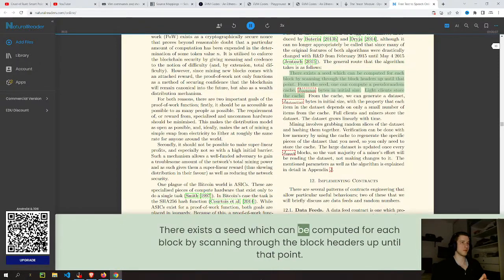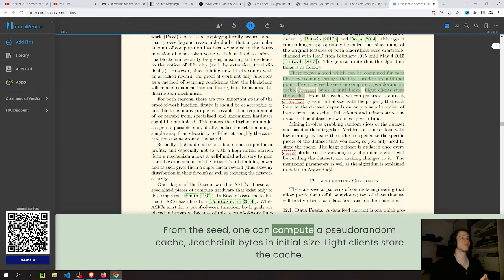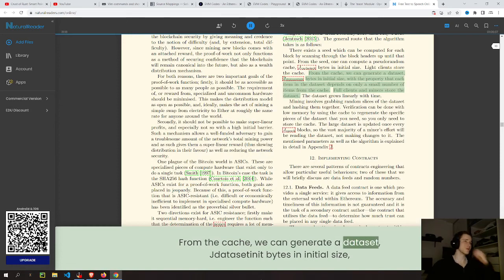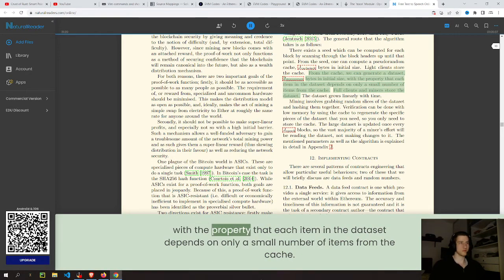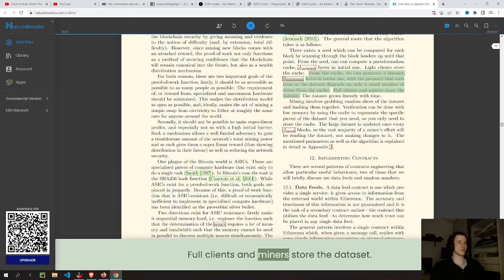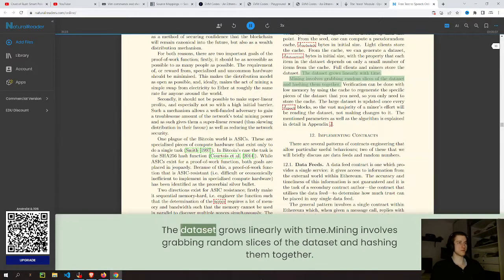There exists a seed which can be computed for each block by scanning through the block headers up until that point. From the seed, one can compute a pseudo-random cache, J_cacheinit bytes in initial size. Light clients store the cache. From the cache, we can generate a dataset, J_datasetinit bytes in initial size, with the property that each item in the dataset depends on only a small number of items from the cache. Full clients and miners store the dataset. The dataset grows linearly with time.